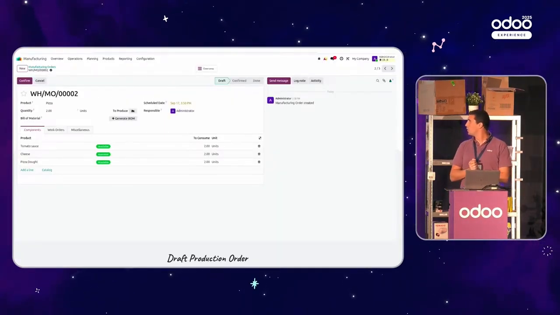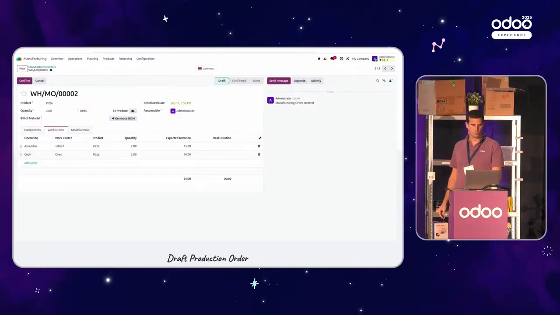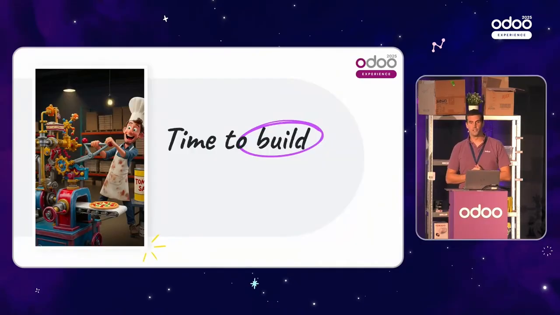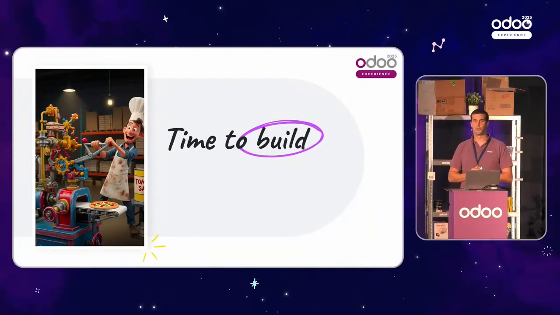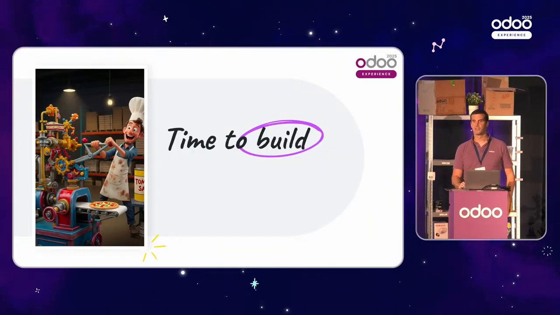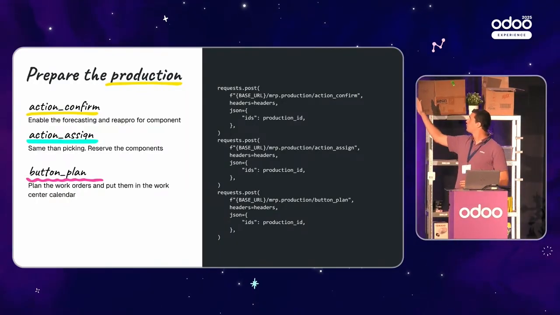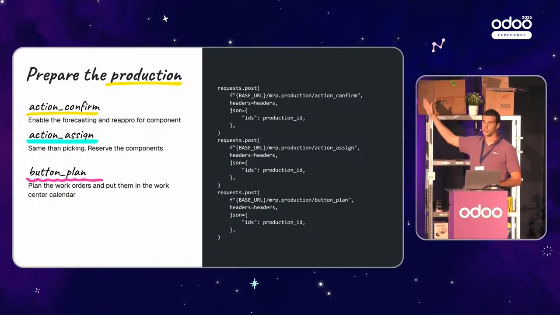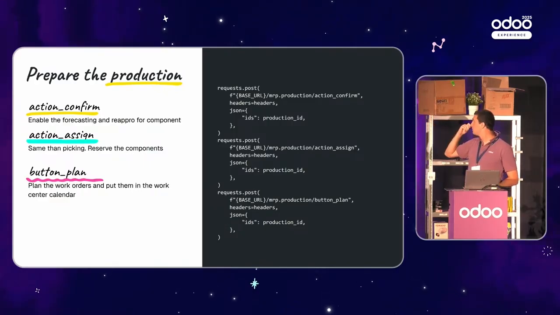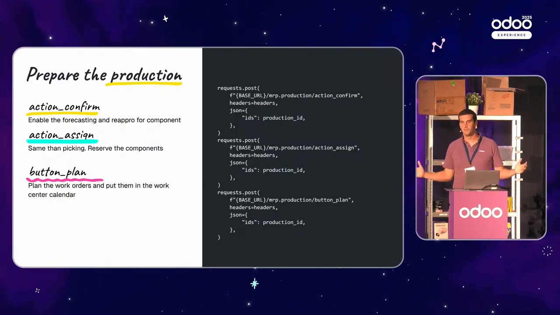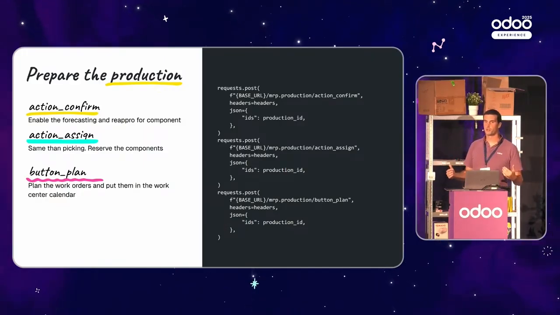So now we have the draft production. We have the stock moves, we have the work orders, and again it's time to build the production order. So how do we interact with the production order? We always use mrp.production / the different actions. As an argument, you can pass the ID on which you want to call them. It could be one ID or multiple IDs if you want to process multiple production orders at the same time.